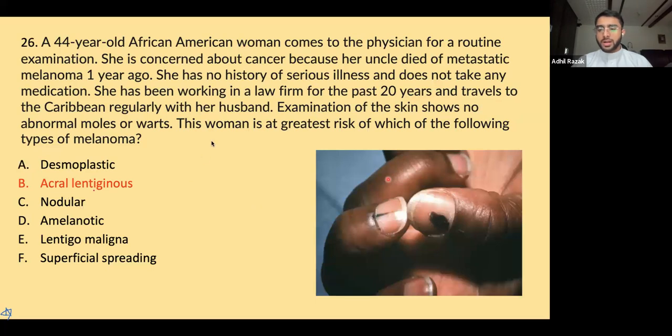This is an example of how it presents. You can see it on the nails. I think there's also an image in your clinical lecture where it is a melanoma lesion on your nails.